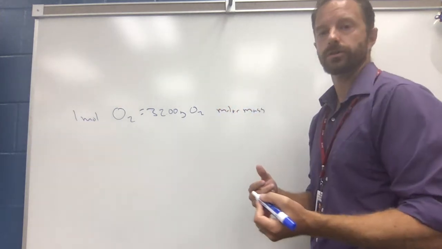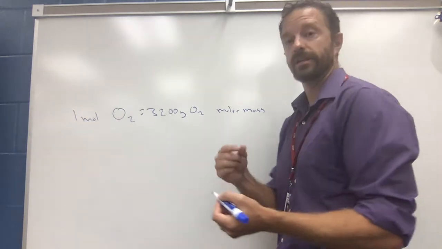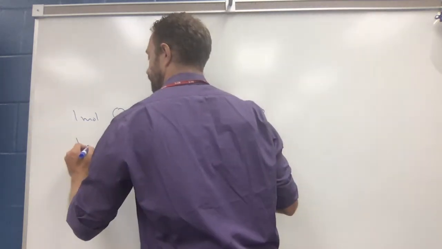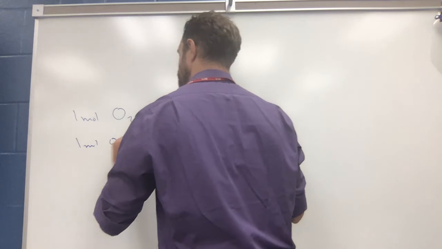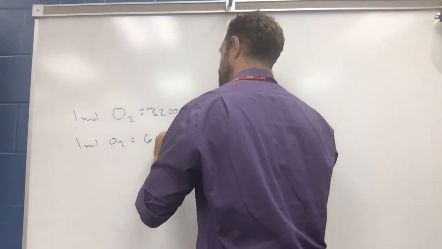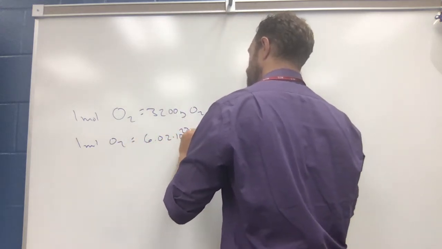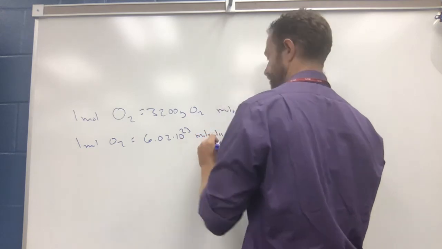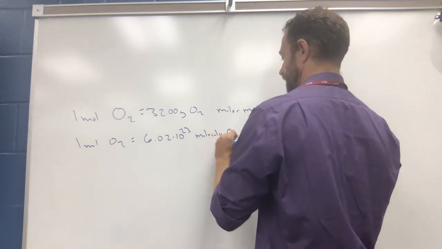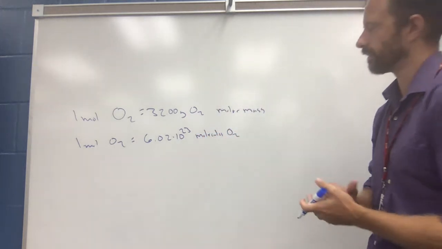And then we could also convert from moles to an individual count. And that is the same for every element. So here, 1 mole of oxygen is 6.02 times 10 to the 23rd molecules of oxygen. Molecules of oxygen. I can't spell. I can do chemistry, but spelling is hard, right?